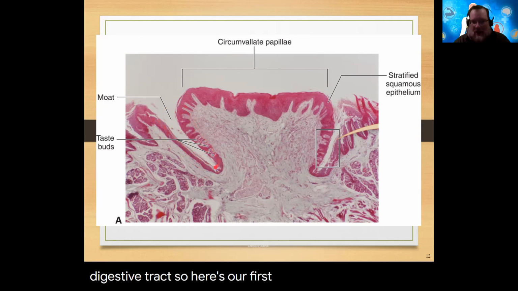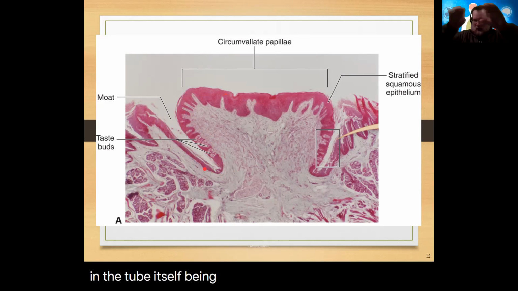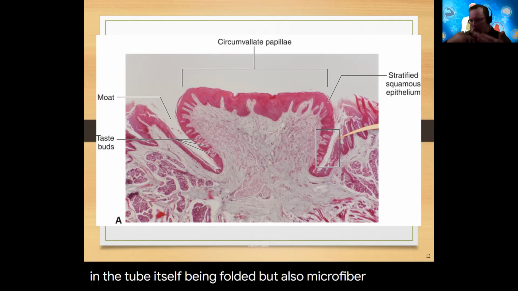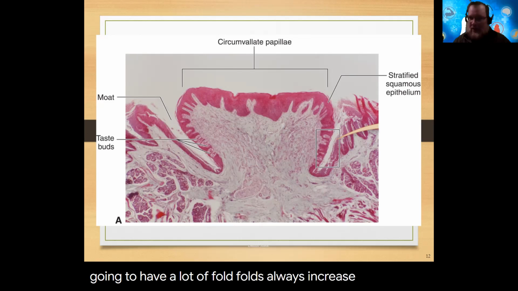So here's our first example of pits. We'll see the word pit, crypt, moat. These are grooves, depressions, certainly that would show that there are going to be folds involved. There are a lot of digestive folds, not just in the tube itself being folded, but also microfolds in the lining. That epithelium of the digestive tract is also going to have a lot of folds. Folds always increase surface area. So I have a lot more surface area by putting this fold in here.